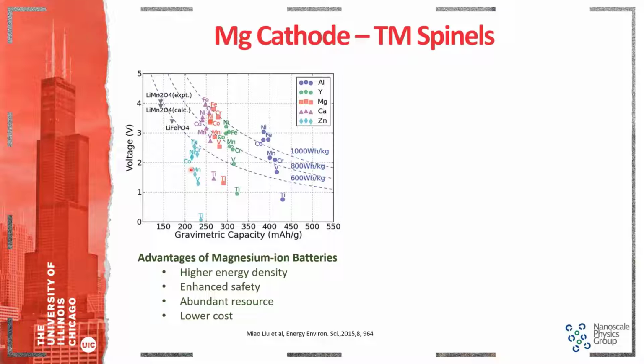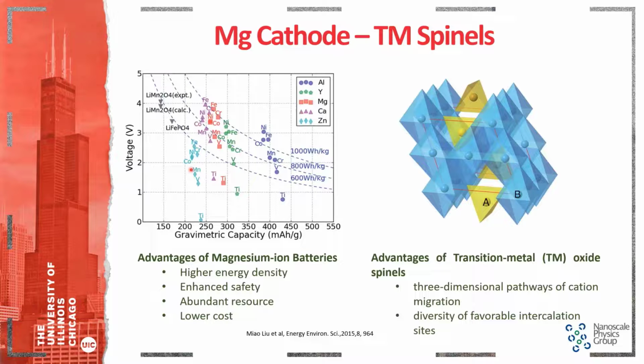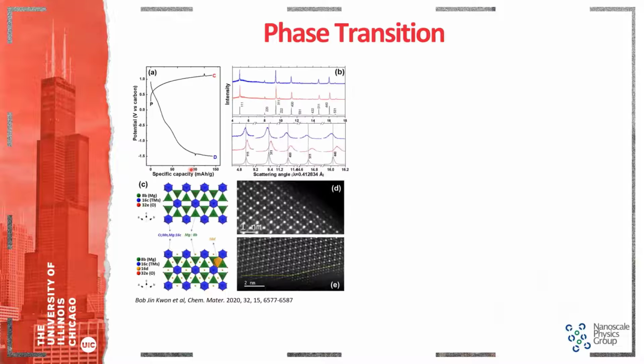So having magnesium ion batteries, we have to look for a structure that can be the host of the magnesium. We can pay attention to transition metal oxide spinels, which have some advantages. We can name the three-dimensional pathways of cation migration, which come with a diversity of favorable nucleation sites, so as we reintroduce the magnesium to our system, there are plenty of sites it can sit at. But this material does not come with only advantages, and there are some disadvantages as well.